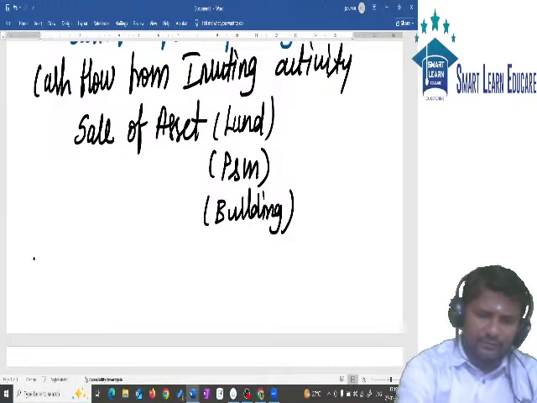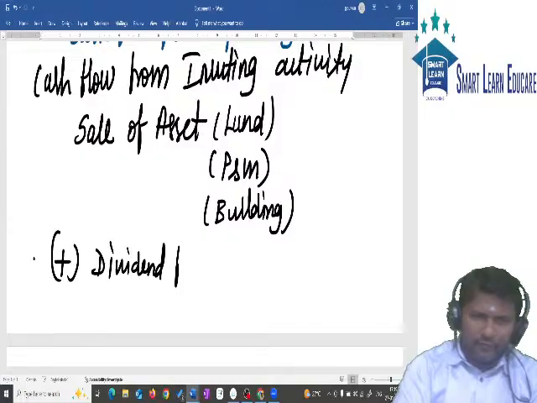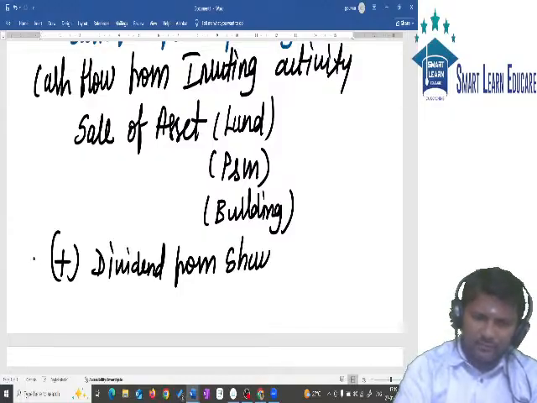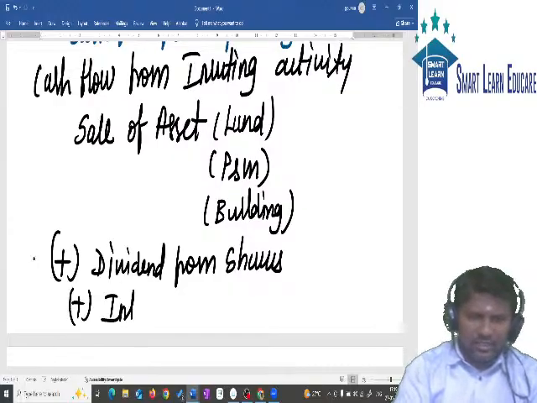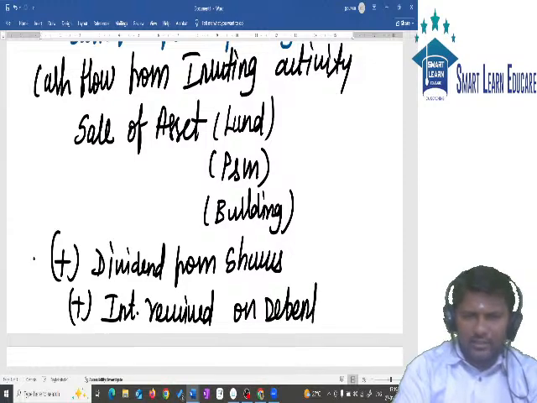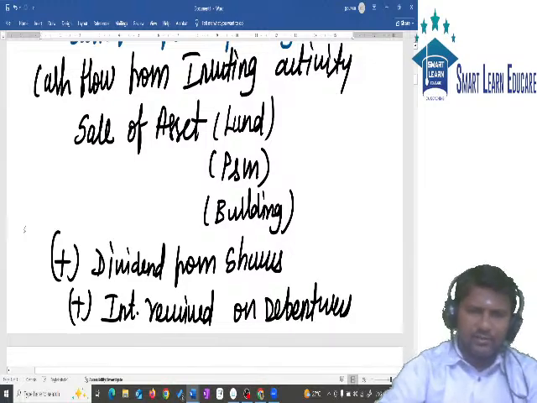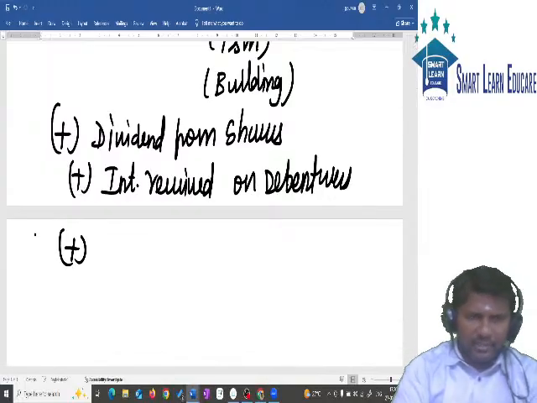Okay, next, add back dividend from investment or shares, dividend from shares. Add back interest received on debenture. On the investments made, we will receive some income. On the building which we invested, we will have some rental income. Rent received on property.